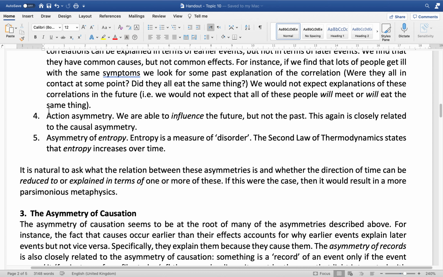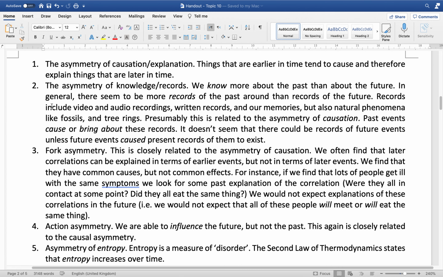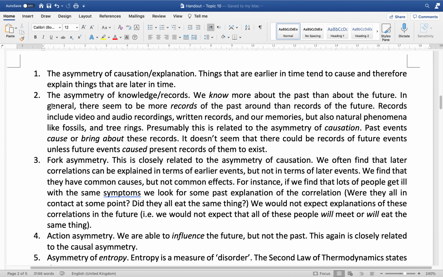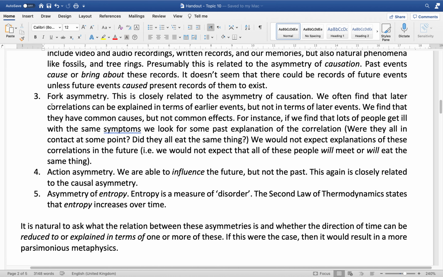Now, okay, so granted we've got at least 5 asymmetries. It's natural to ask, well, what's the relation between these asymmetries? And also whether we might seek a reduction of the temporal asymmetry, that is the direction of time, to one or more of these, right? So we've got an asymmetry of time, we've got a bunch of corresponding asymmetries. Can some of these be reduced to others, right? So that's a natural metaphysician's question.